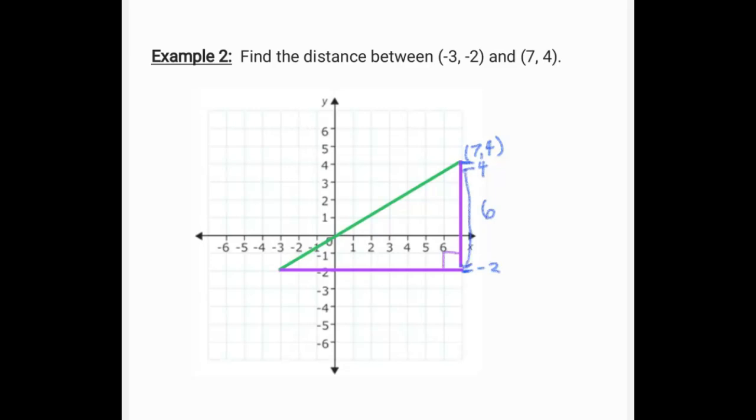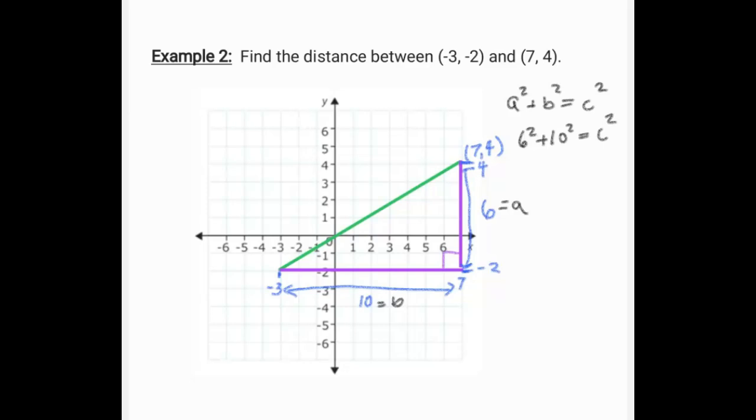So now doing the same thing, if this is -3 and this is 7 over here, the distance between here to here would have to be 10. So if that's true, then we can use our Pythagorean theorem to find the green line, which is the hypotenuse. So using our Pythagorean theorem, which is a squared plus b squared is equal to c squared, let's call this a, and this is b. Then we have 6 squared plus 10 squared is equal to c squared.